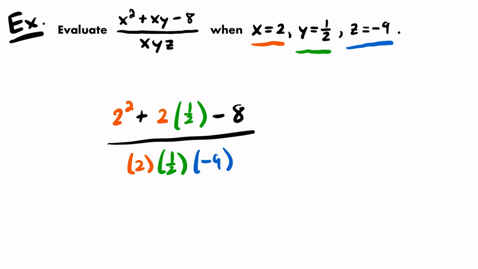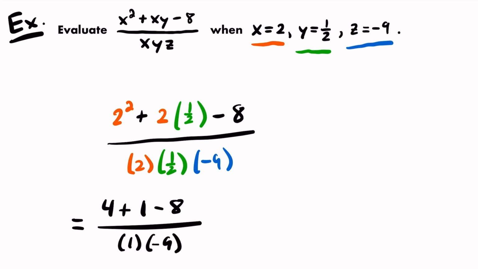Starting with the top of the fraction, 2 squared is 4, so this is equal to 4 plus 2 times 1/2, and 1/2 of 2 is just 1, right? So we have 4 plus 1 minus 8, and that will be divided by 2 times 1/2 times -9. Now, once again, 2 times 1/2 is just 1, so we have 1 times -9, and anything times 1 is just itself. So what we get here is a fraction with a denominator of -9, but then in the top, or the numerator, we have 4 plus 1, which is 5, minus 8, which is -3.